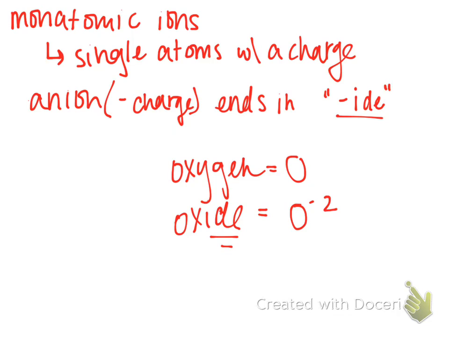This oxygen has a neutral charge, the same number of protons and electrons. This oxygen is our charged particle, so it's got 2 extra electrons because it's a -2 charge. So that's the rule for anions. Cations just get to keep their regular name. There's nothing that changes about them.